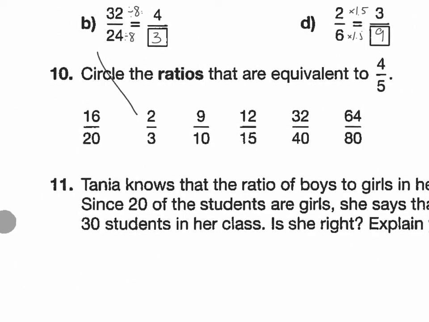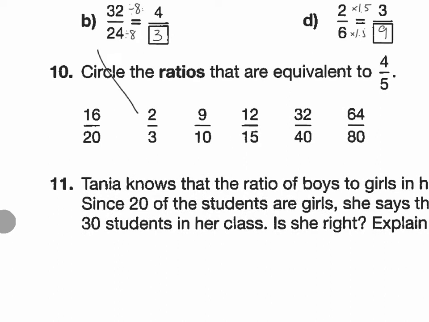Circle the ratios that are equivalent to 4 over 5. Well, let's think about it. If I multiply 4 by 4, I'll get 16. So if I multiply 5 by 4, I get 16. Or sorry, 20. So that one is good to go.